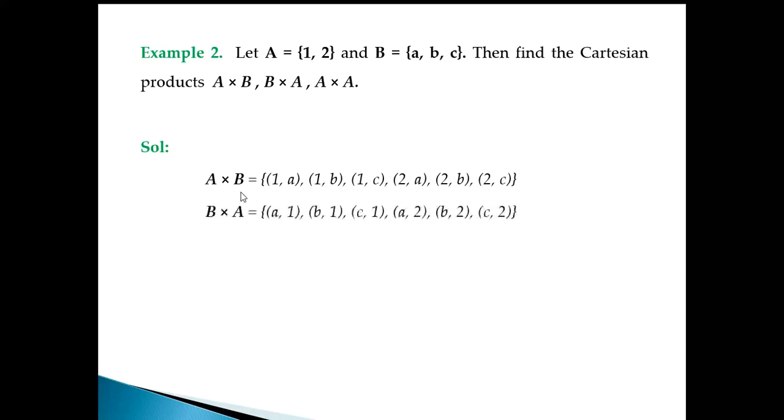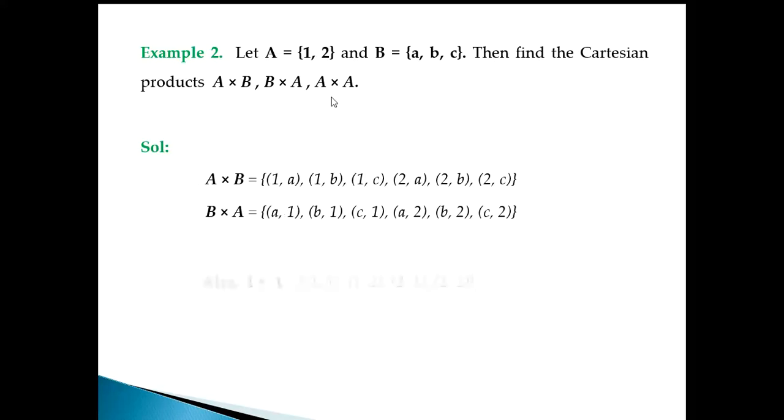Next, we calculate B cross A. Now our first set is B and the second set is A. So the ordered pairs have the first element from set B and the second element from set A. So we have the ordered pairs (a, 1), (b, 1), (c, 1), (a, 2), (b, 2), (c, 2).